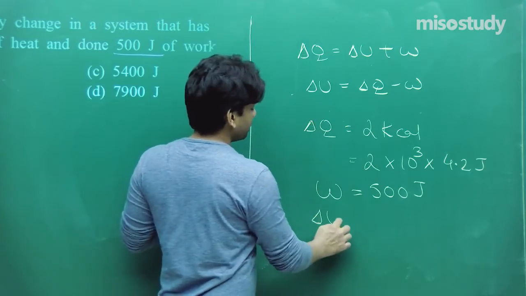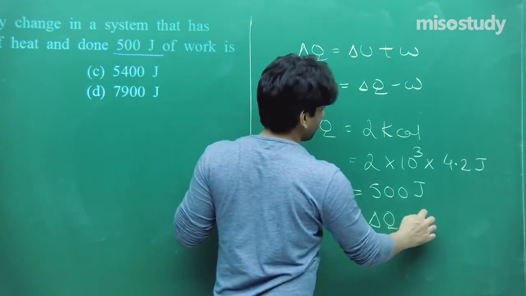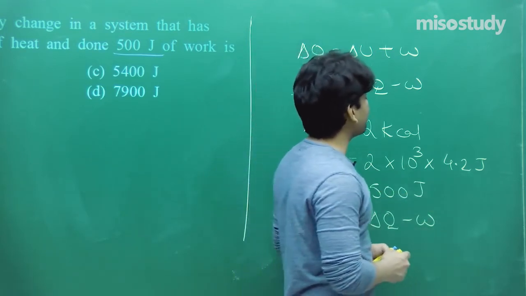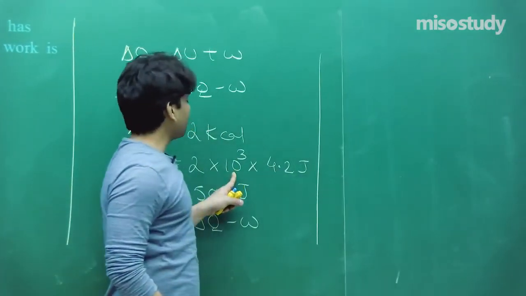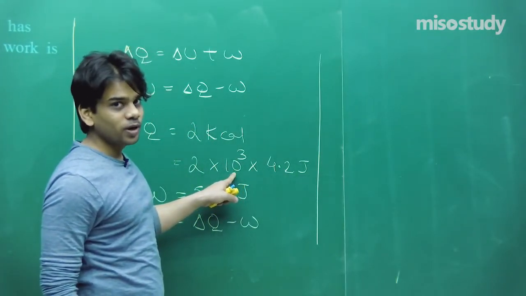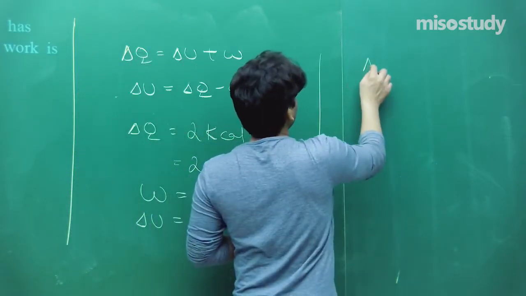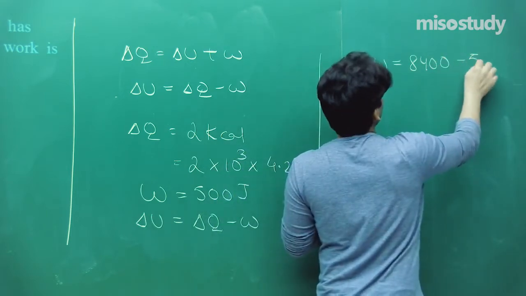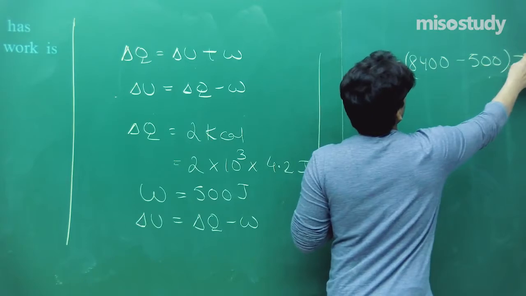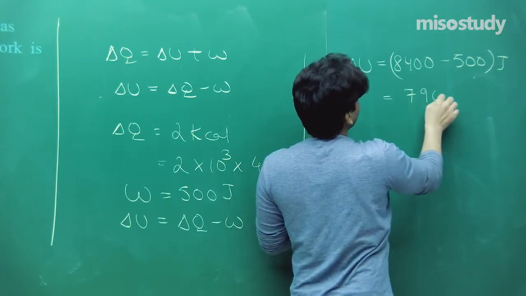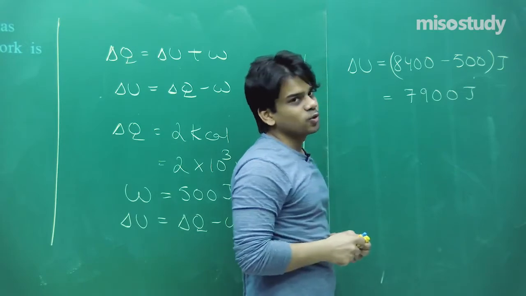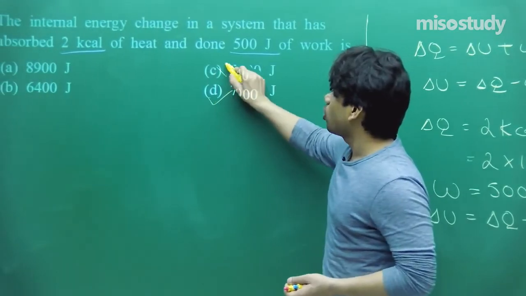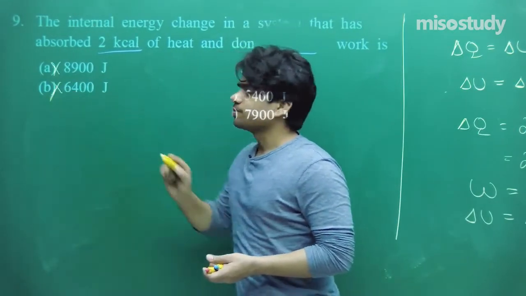Now we can evaluate delta U as delta Q minus W. Clearly you can write delta Q as equal to 2 into 4.2. You will get that as 8.4 multiplied with 10 to power 3, which gives 8400. So delta U will be equal to 8400 minus W, minus 500 joules. So this will be equal to 7900 joules, the amount of change in internal energy. 7900 joule change in internal energy. That is option number D. Rest all options are incorrect.